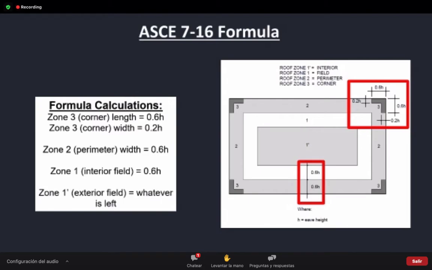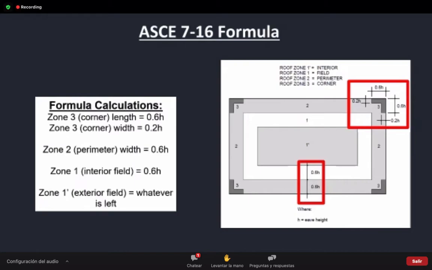So after we determine the corner, the perimeter, the interior field, whatever's left is that zone 1 prime. Potentially, if it's a large enough building, the calculations may go down where our attachment's actually less than that. But don't quote me on that, because that's on a job-by-job basis, and it's also going to be large enough.